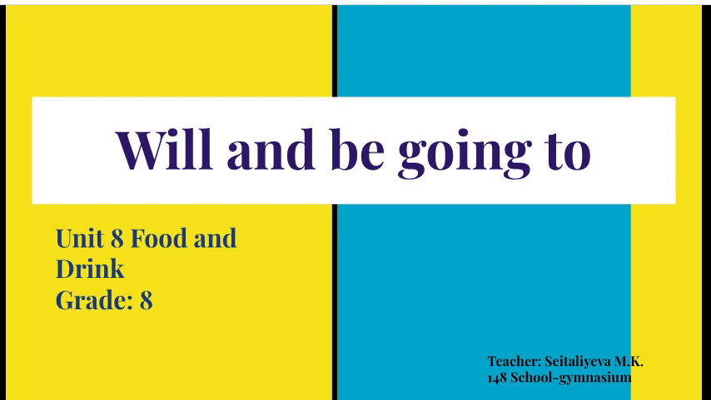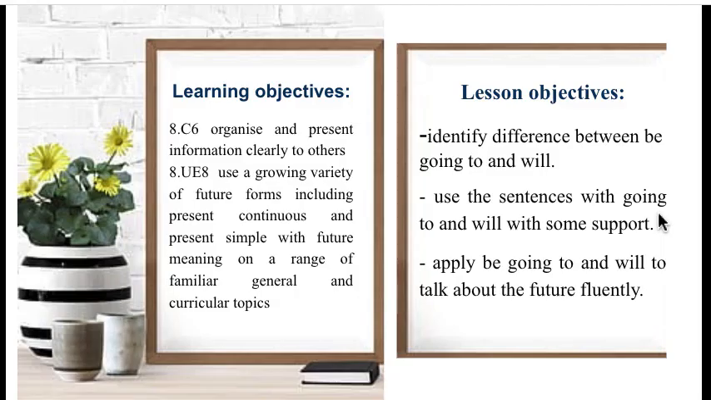Today we are going to talk about will and be going to. Unit 8, Food and Drink. Learning objectives. Organize and present information clearly to others. Use a growing variety of future forms including present continuous and present simple with future meaning on a range of familiar, general and curricular topics.